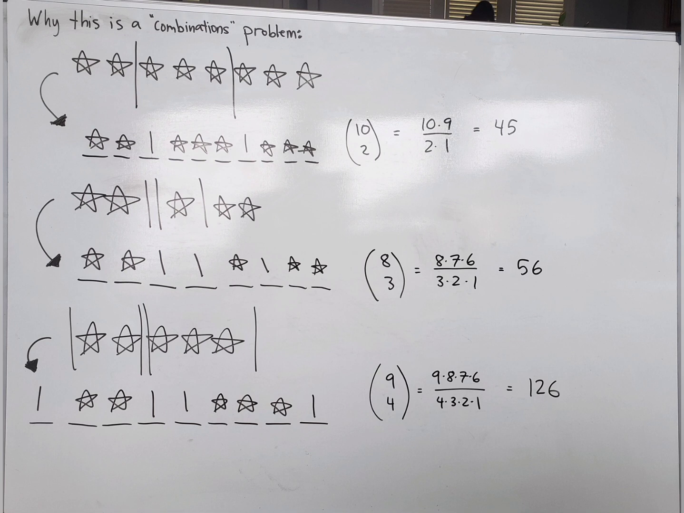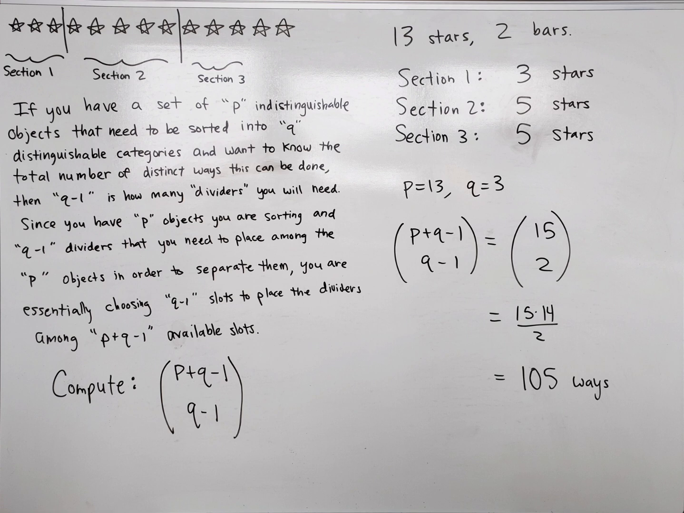So take a look at these 3 stars and bars diagrams and see how they're converted to combinations problems. So in these problems, if we need to sort P stars into Q categories, then we're going to have Q minus 1 dividing lines, and the total number of objects, therefore, is P plus Q minus 1. So this amounts to computing the combination P plus Q minus 1 choose Q minus 1. So in general, in these problems, for the number of sections that you want to put your objects in, you're going to need one less number of dividers. So always keep that in mind.